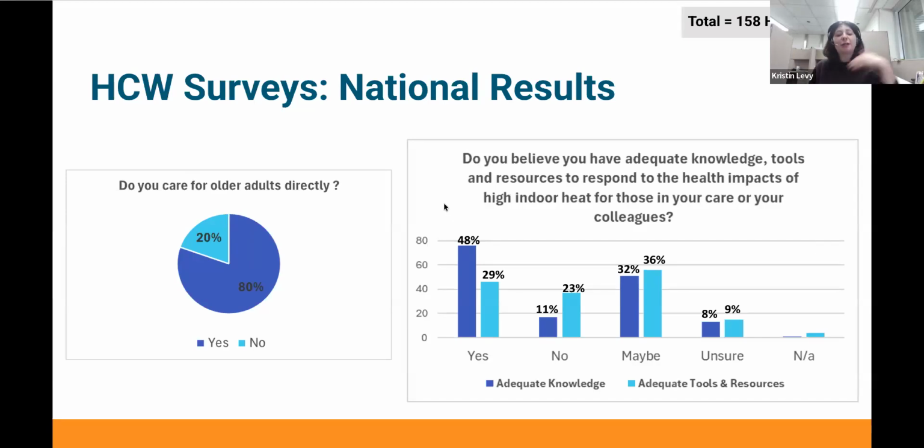There is a higher amount that believe they have adequate knowledge at 48%, but that still means that the remainder, above 50%, are either saying no or they're uncertain about whether or not they have enough adequate knowledge to address these issues. So those were important just for understanding how prepared everyone feels. And I think we can say that they probably don't feel as prepared as we'd like them to be.